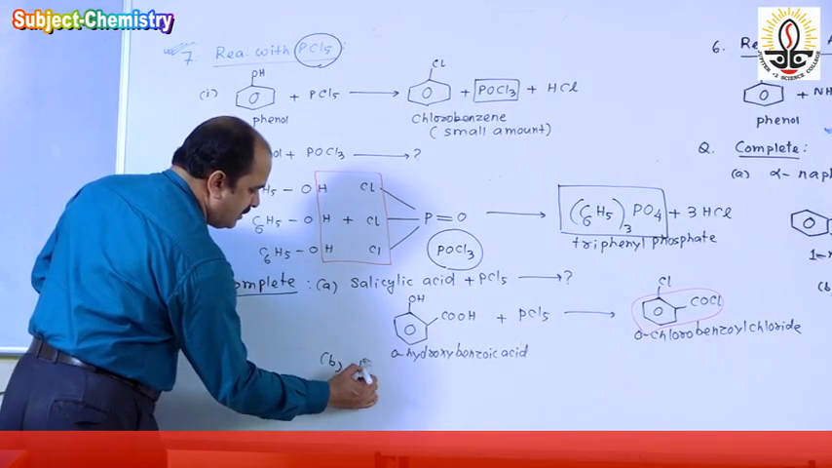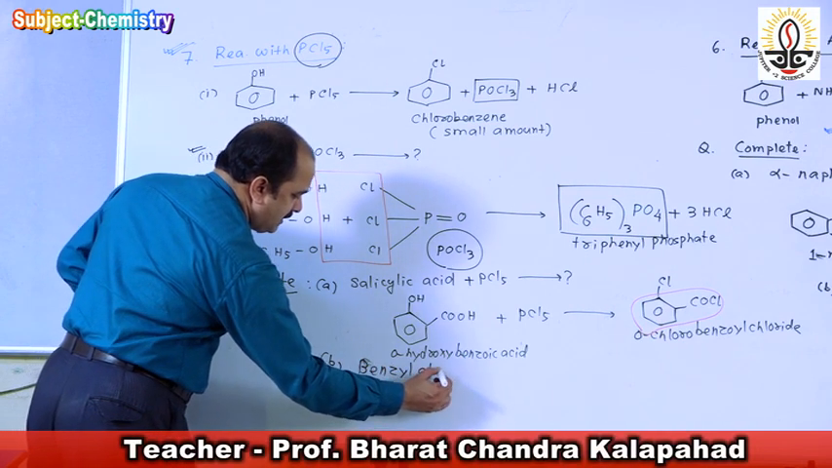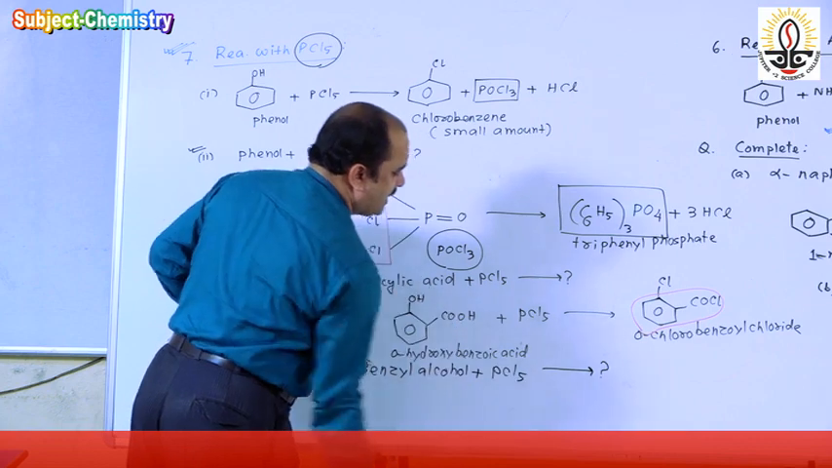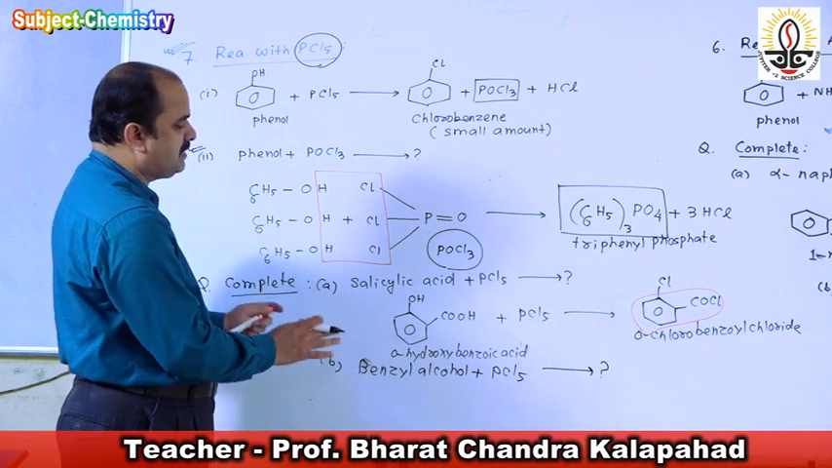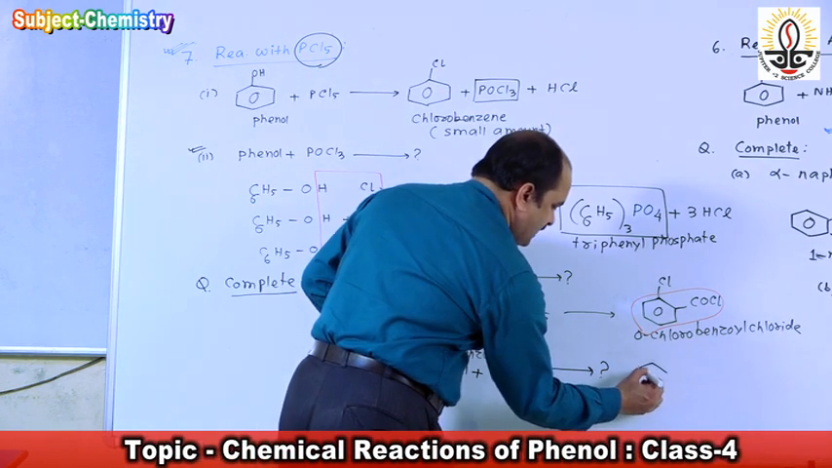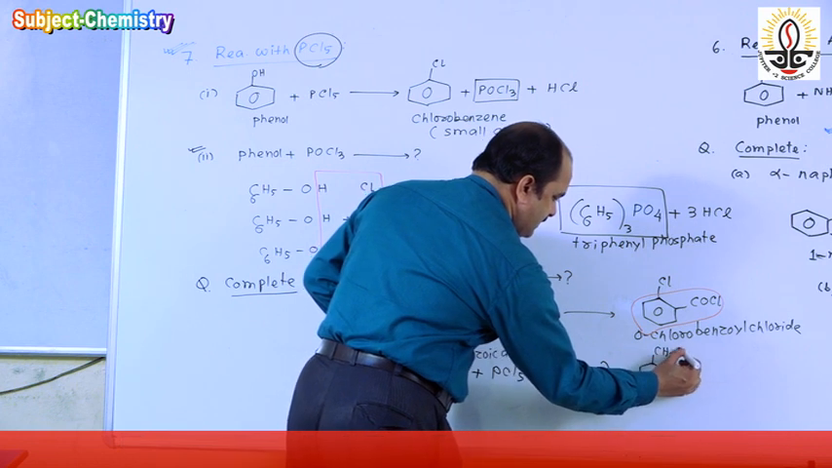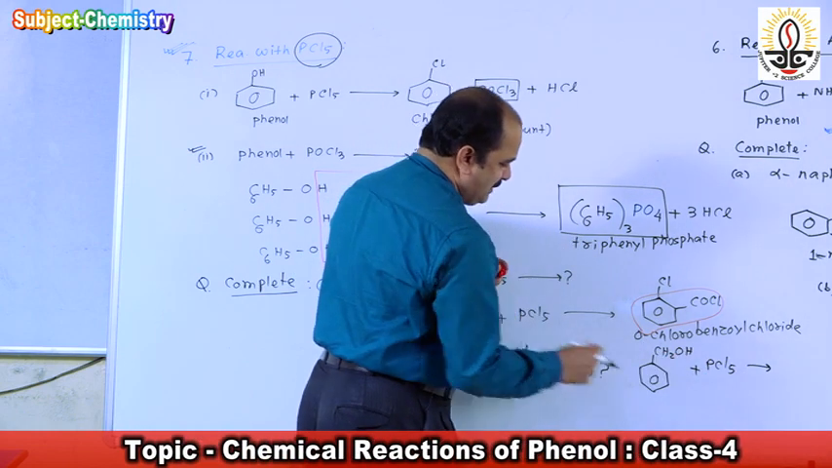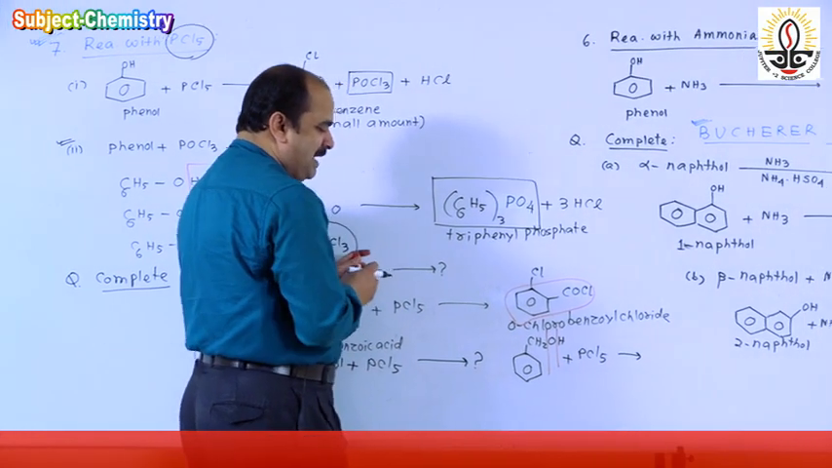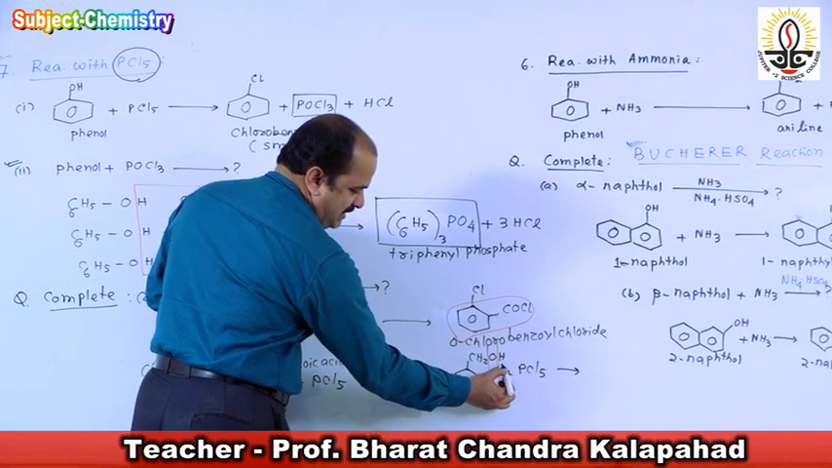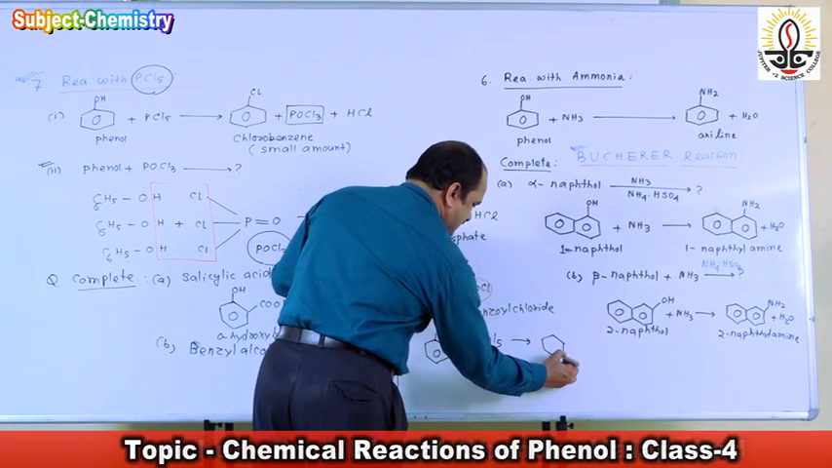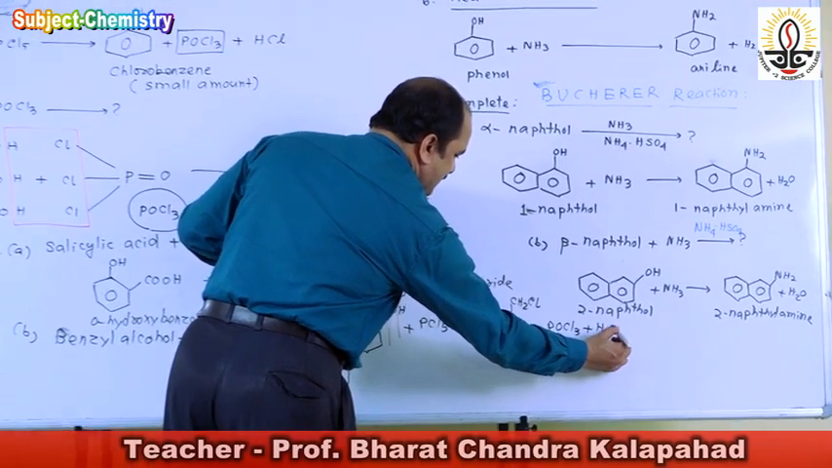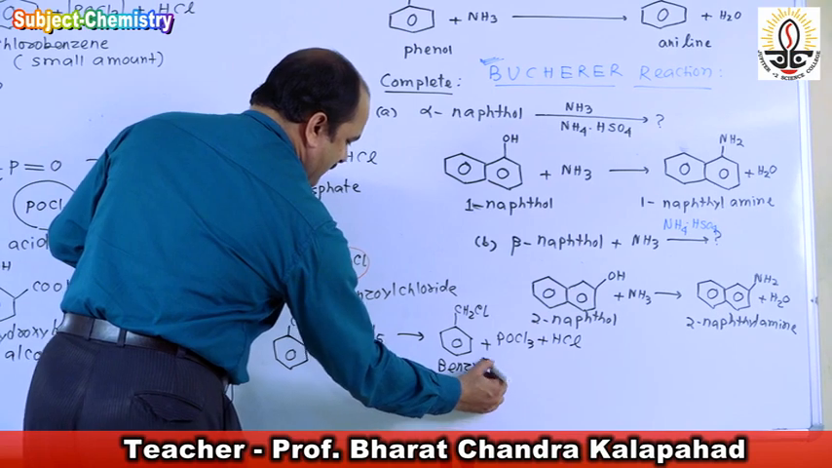when benzyl alcohol reacts with PCl5? What happens when benzyl alcohol reacts with PCl5? The reaction of benzyl alcohol with PCl5 is very simple. We take benzyl alcohol, C6H5CH2OH, and when it reacts with PCl5, the OH group is eliminated. Here we write Cl, here POCl3, here HCl. So the main product is benzyl chloride, C6H5CH2Cl, plus POCl3 plus HCl as byproduct. This is benzyl chloride.